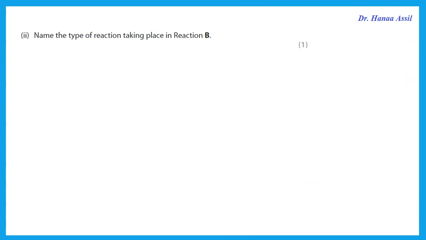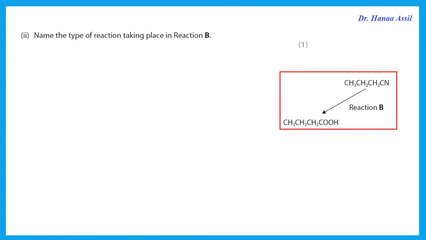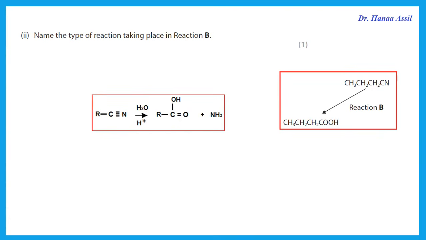Name the type of reaction taking place in reaction B. Now, which one was reaction B? This was changing the nitrile to an acid. And that means we're adding aqueous acid. This is called hydrolysis. So to change a nitrile to an acid, we add aqueous HCl, for example. That gives the acid, and that is hydrolysis.